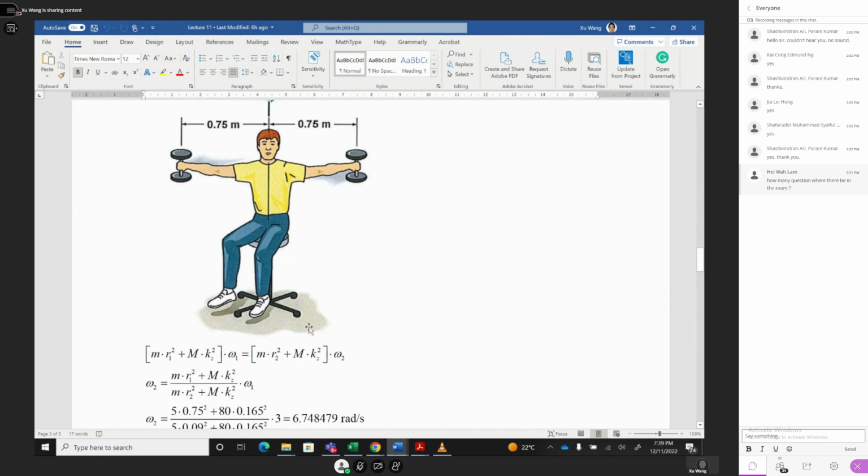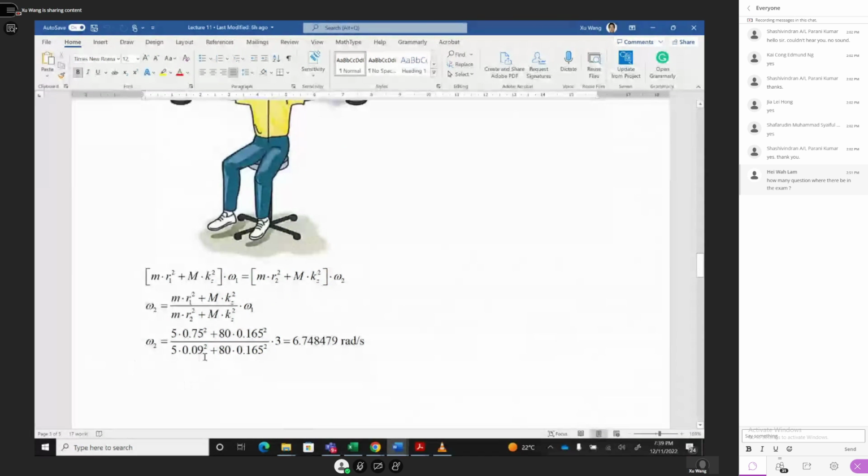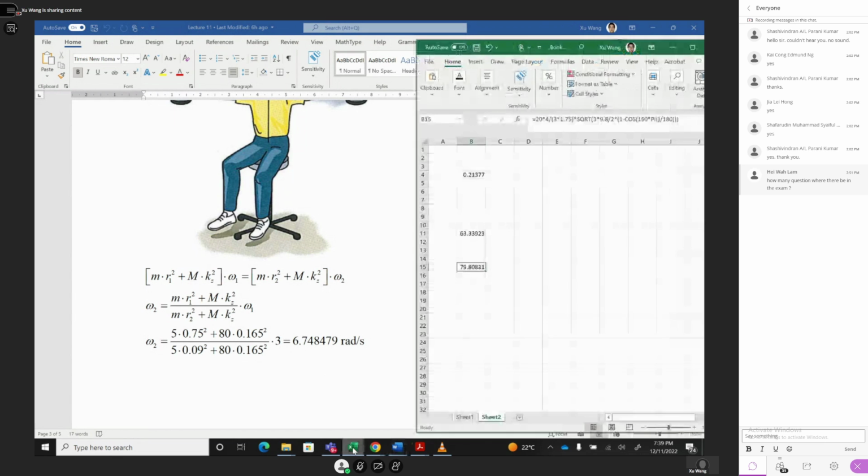So this omega 2 should be this one divided by this lot. Okay, omega 1 we know is 3, and R1 is 0.75, M is 80, and the radius of gyration is 0.165. So M is 5, 2.5. And then the second position, radius is 0.09. The total mass is 5. So the human mass is 80, and the radius of gyration is 0.165. And then you calculate this ratio equal to 6.748. I double check if it's correct.